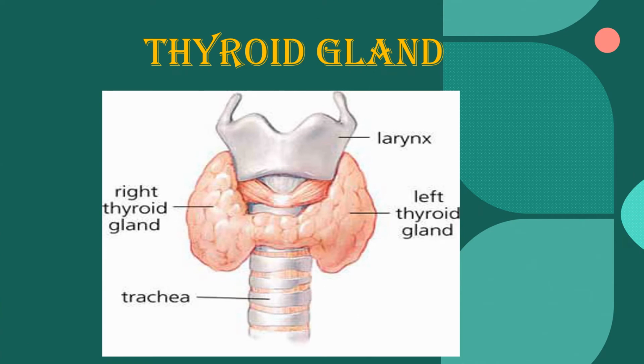Thyroid gland. This is a very important question for labeling, identification, and diagram based questions. Some question may come like this: where is the location of thyroid gland? Then you have to write like this: it is located just below the larynx, in front of the neck.